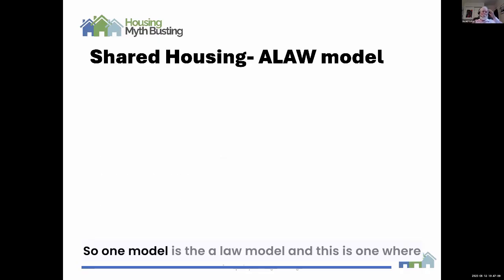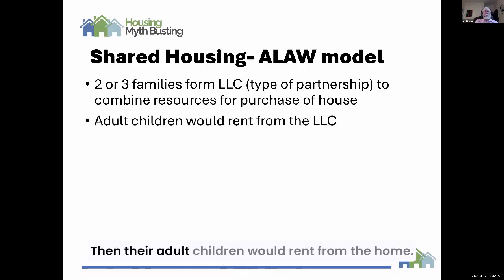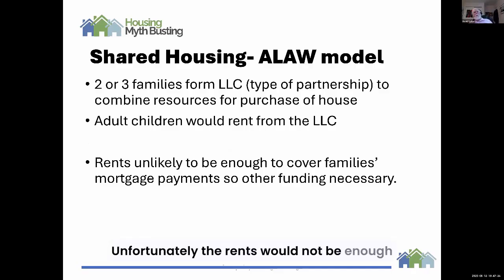One model is the A-Law model, where 2 or 3 families formed an LLC, a limited liability corporation, which is really a type of partnership, to combine resources for the purchase of a home. Then their adult children would rent from the home. Unfortunately, the rents would not be enough to cover the families' mortgage payments, so other funding was necessary. In one case, the individuals were all able to get Section 8 housing choice vouchers that enabled them to have enough money through their rent to cover the mortgage costs, because the 3 individuals living there each got a Section 8.